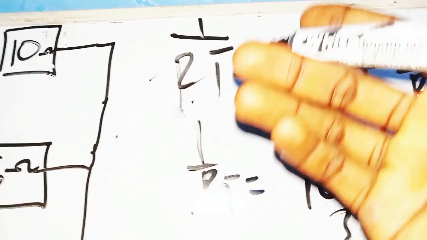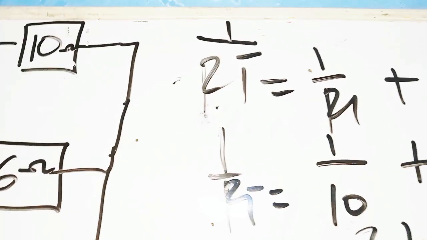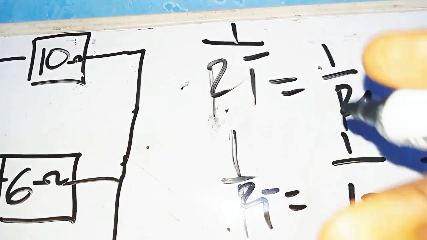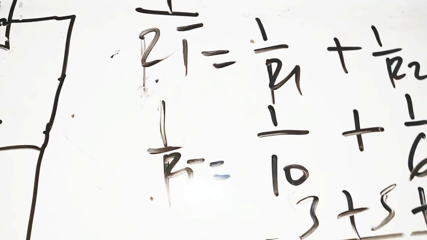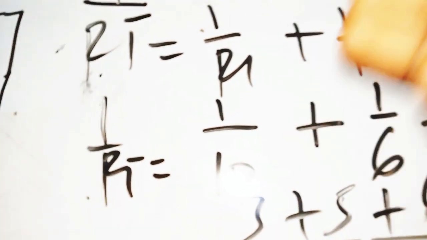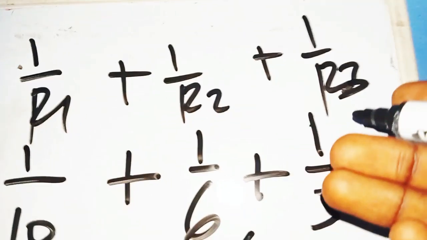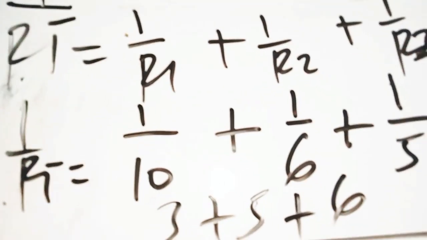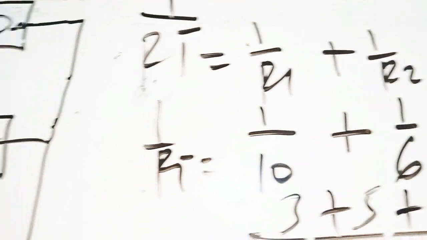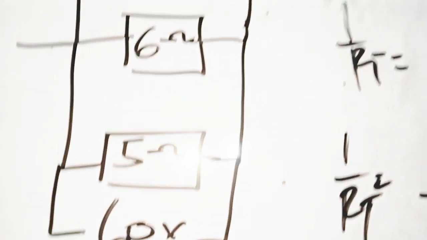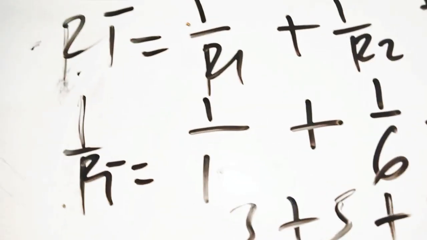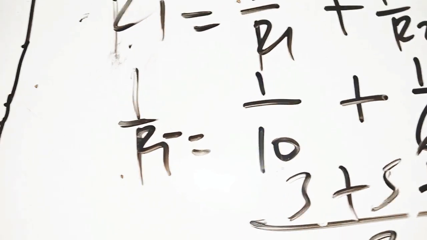So we have to use this formula, 1 over RT. We are looking for RT. So we have to find the LCM. So 1 over RT is equal to 1 over R1 plus 1 over R2 plus 1 over R3, based on the number of resistors. So if I have 4 resistors, I'll add 1 over R4. So it is based on the number of resistors to be added.